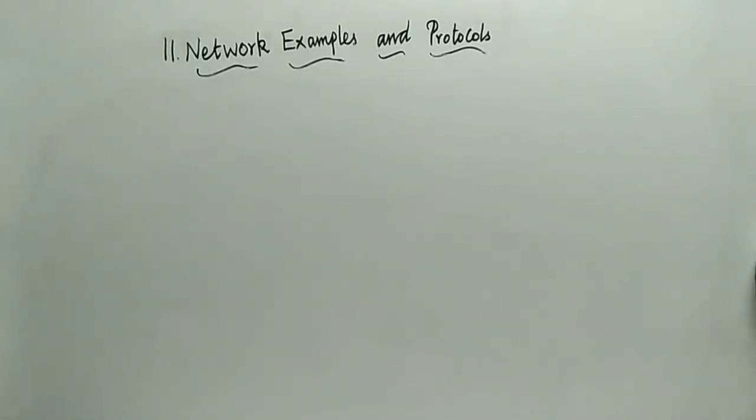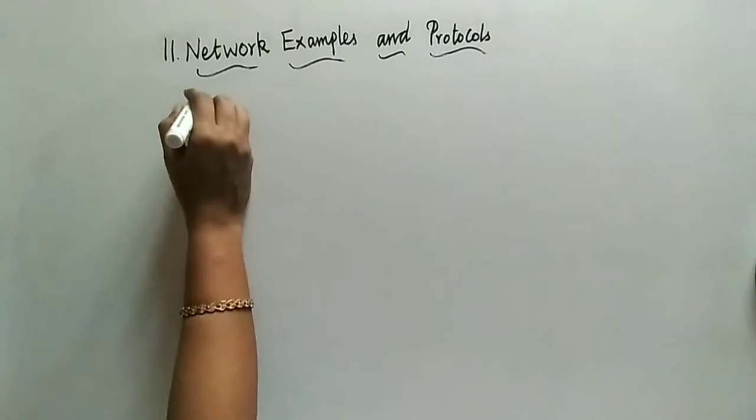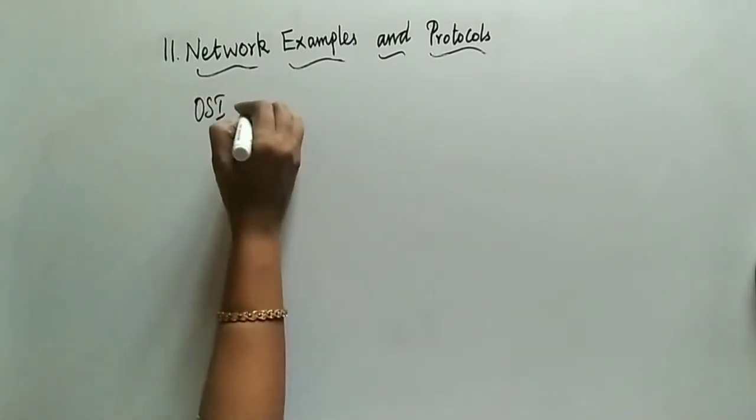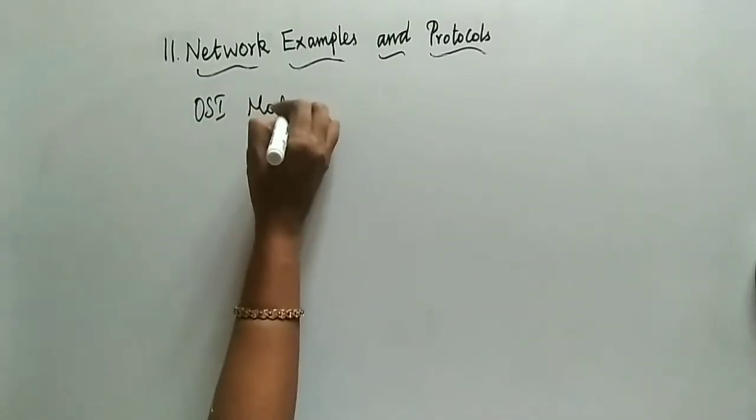Students, we are in chapter 11, that is network layers and protocols. In the previous classes we have discussed many topics, and today we are going to continue with that lesson. In that, first we are going to see the reference model. In the reference model, first we are going to discuss the OSI model.